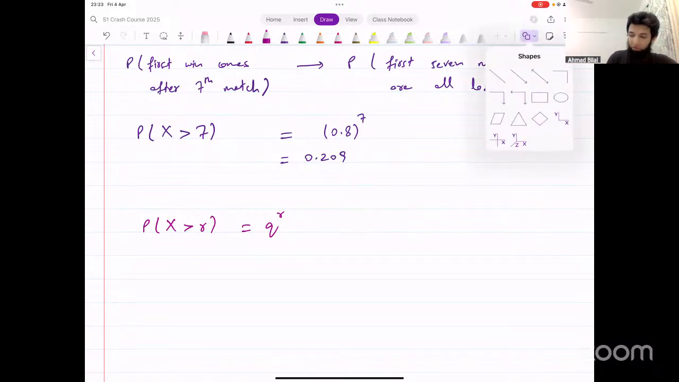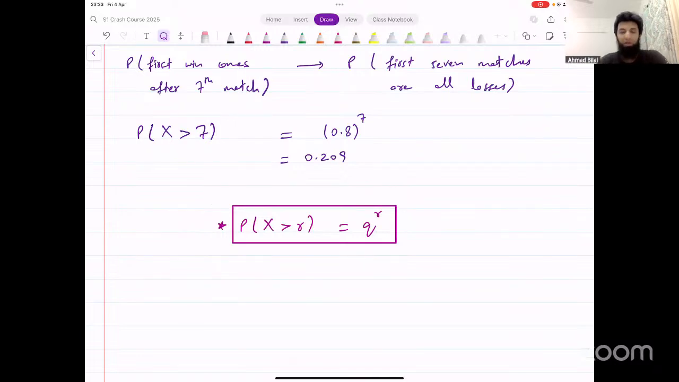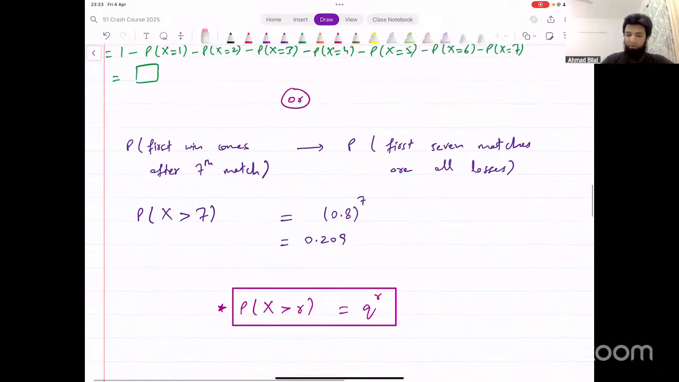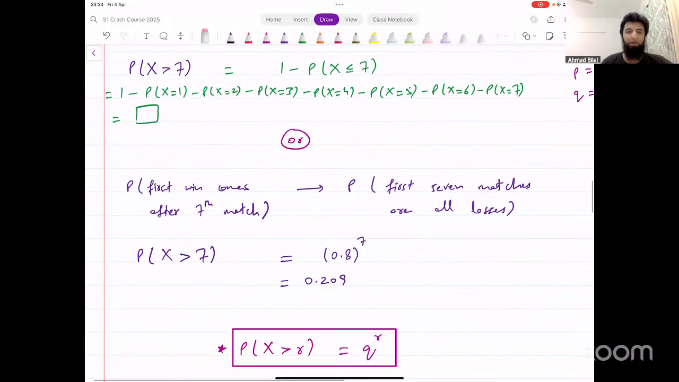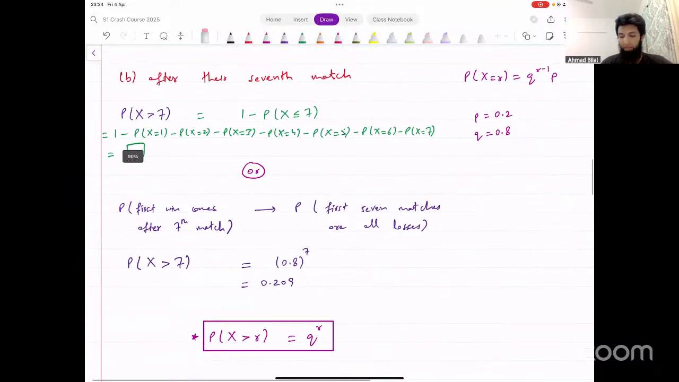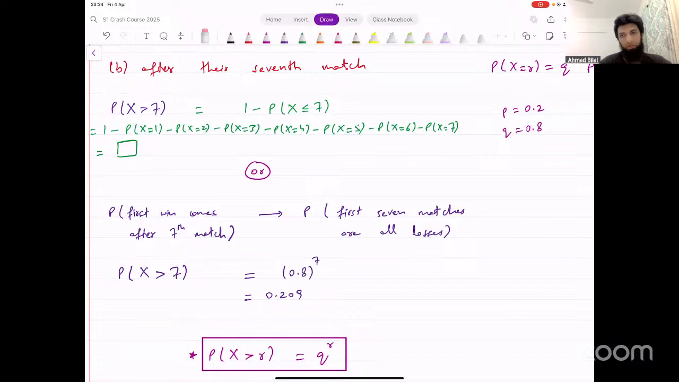And now you would memorize this formula. This is not given in the formula sheet. You can use it directly if you memorize this. Probability of x greater than r is equal to q raised to power r. So x greater than 7, this probability is just 0.8 raised to power 7. You can do it directly like this. Any question on this? Any problems with this? Is this formula clear to everyone? Is the logic clear?